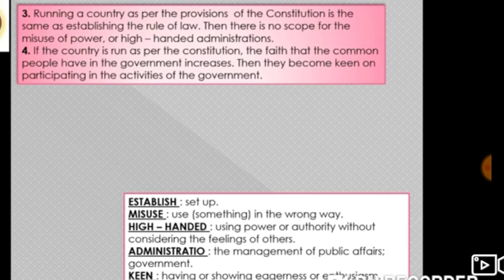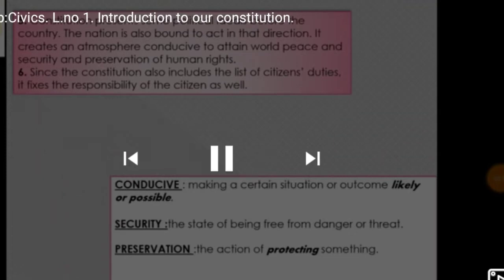Now, fourth one: if the country is run as per the Constitution, the faith that the common people have in the government increases. Then they become keen on participating in the activities of the government.